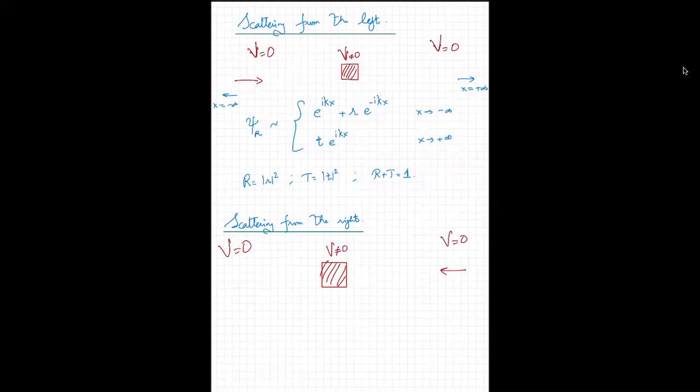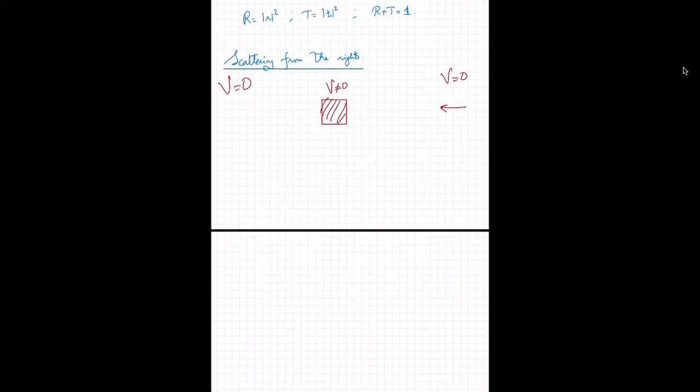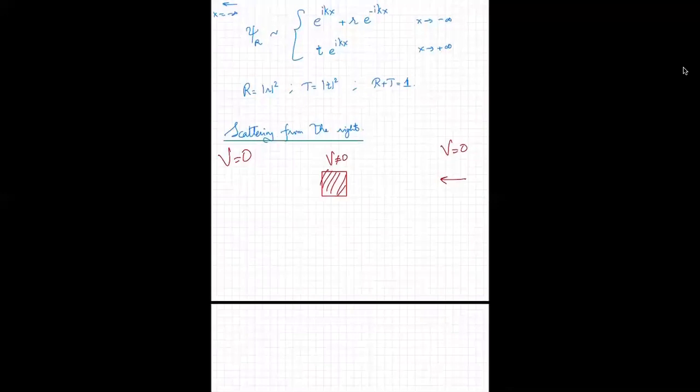So I'm throwing the particle from the right. It is moving towards the left, right towards the scattering region. So what is the asymptotic form of the wave function in this case? In this case, I'm going to call this psi L because the scattering is from the right, which means my incoming particle is left moving. Now this is of course the x equal to minus infinity region, and this is the x equal to plus infinity region. So what should be the form of the wave function, asymptotic form of the wave function?